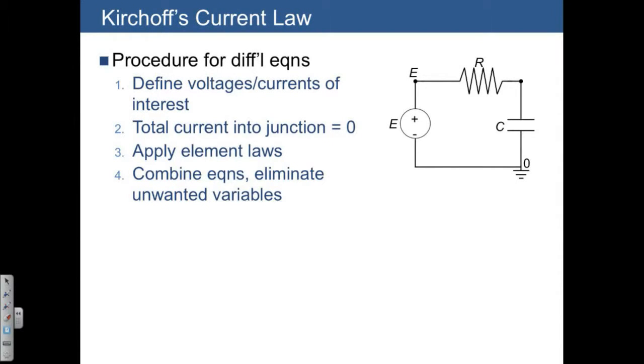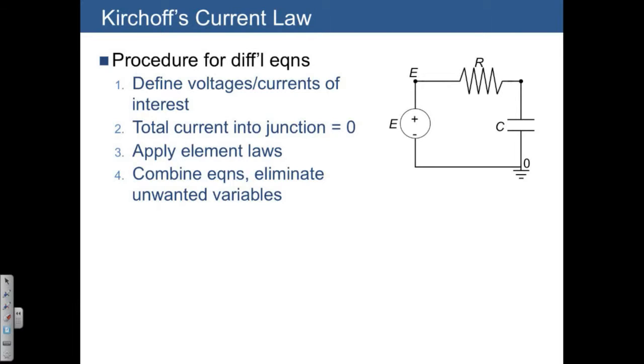We're going to work with two main methods for dealing with electrical systems called Kirchhoff's current law and Kirchhoff's voltage law. Kirchhoff's current law involves looking at each junction in our system and realizing that the total current into any junction has to be equal to zero. That means that electrons cannot be destroyed or created.